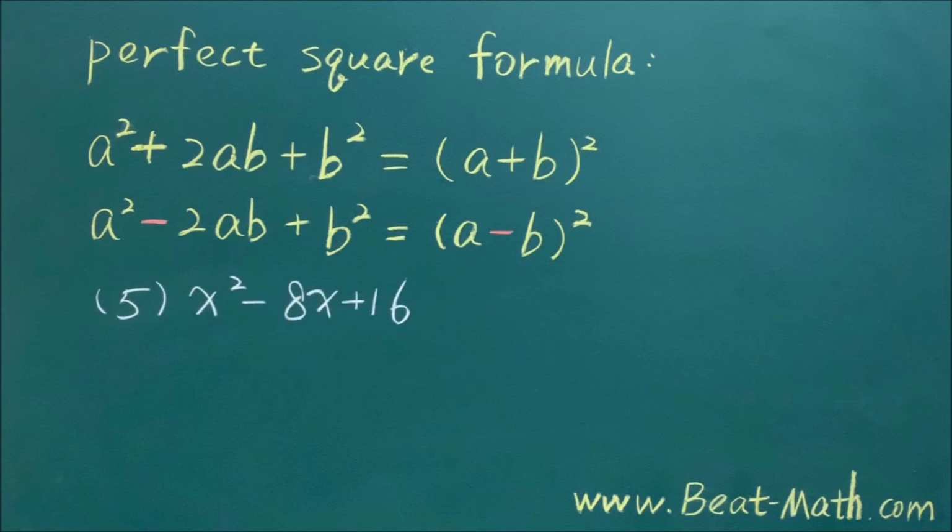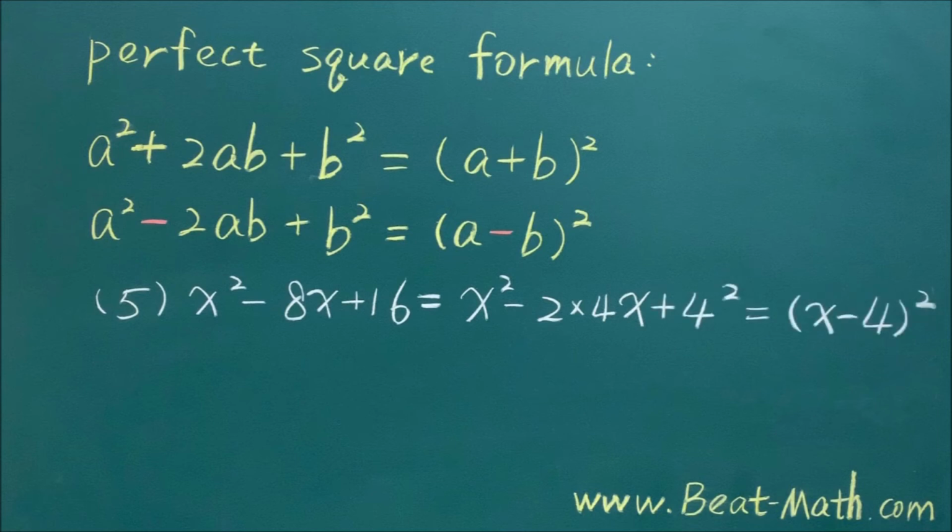Let's try out some examples with this formula. X squared minus 8x plus 16. 16 is the square of 4. 8x equals 2 times 4 times x. So we can directly apply the perfect square formula to get the result. The quantity of x minus 4 squared.